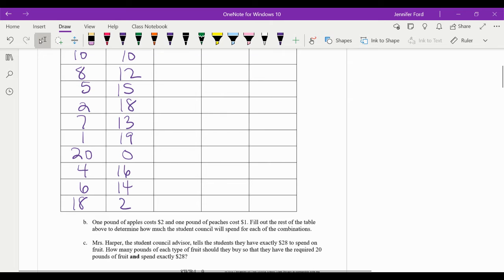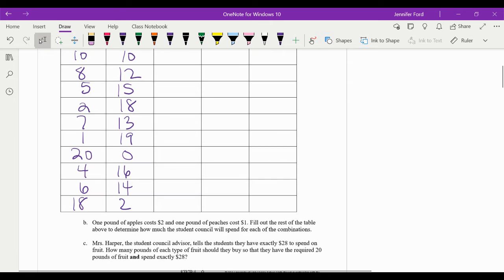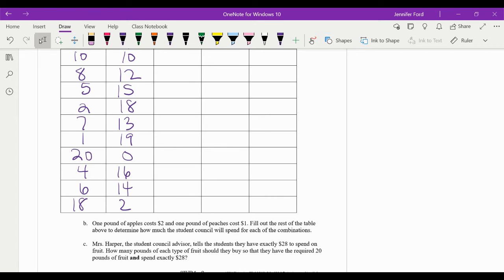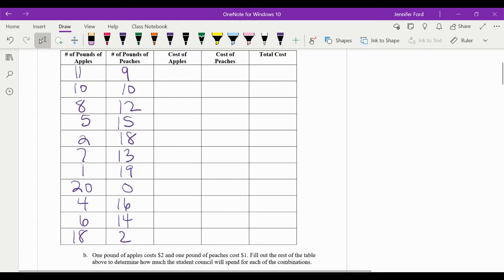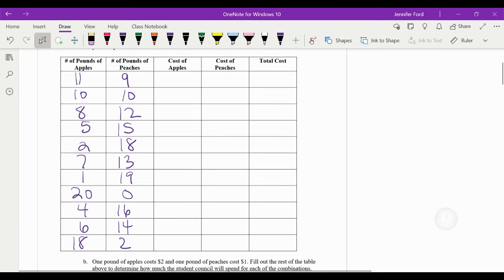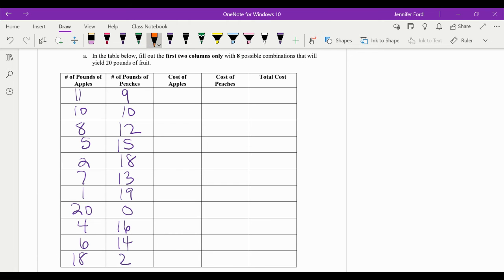Part B. 1 pound of apples costs $2 and 1 pound of peaches costs $1. Fill out the rest of the table above to determine how much the student council will spend for each of the combinations. Apples are $2 per pound, and peaches are $1 per pound.